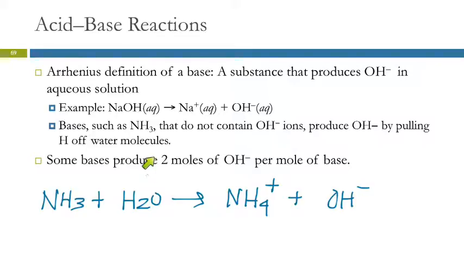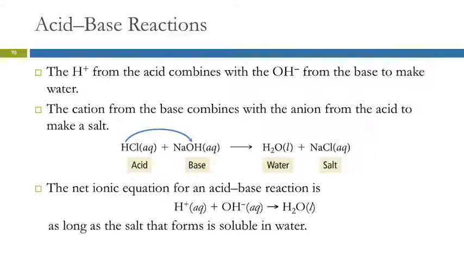And there are some bases that produce 2 moles of hydroxide per mole of base. They don't actually have a special name like diprotic or anything. So let's look at these reacting. What happens is the hydrogen ion produced by the acid combines with the hydroxide ion produced by the base to make water.